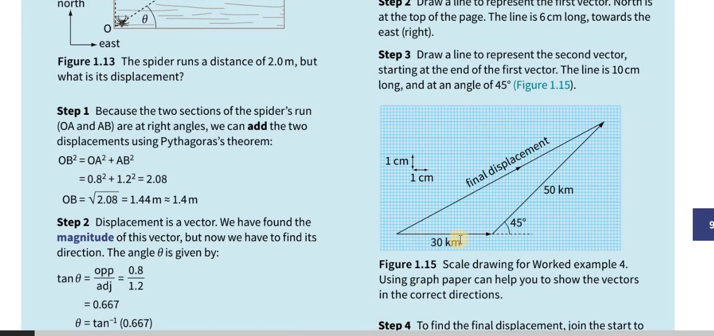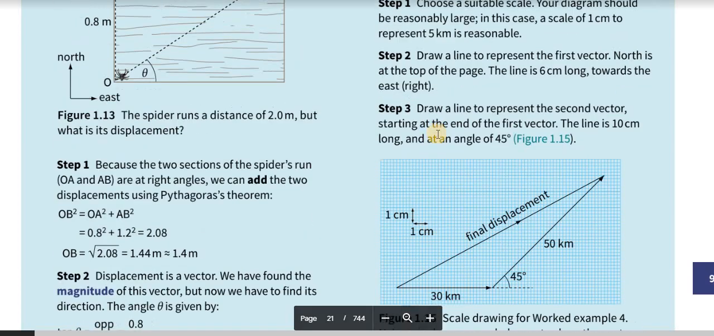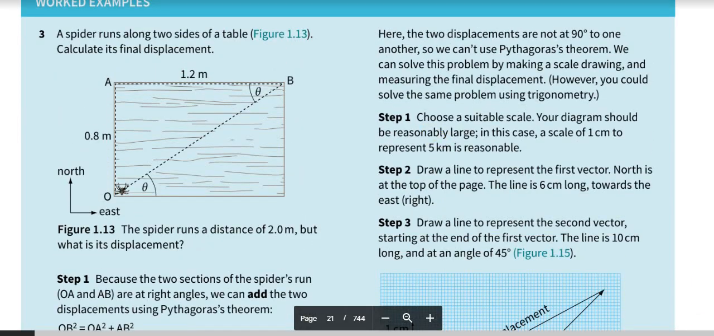So maybe 1 kilometer is 1 centimeter, like what they have here. So from here to here it will be then 30 centimeters, and from here to here it will be 50 centimeters, right? Because, 10 centimeters is 1 kilometer, right? Let's look at the scale they used. Over here 1 centimeter is 5 kilometers.